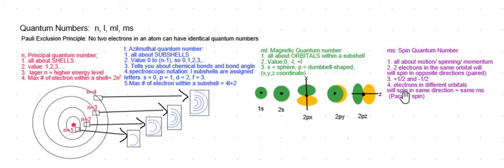Now, electrons in different orbitals, let's say there's an electron in 2s, and then there's another electron in 2p, and they're spinning in the same direction, they will have a parallel spin, right? Because they're spinning in the same direction. And that's mostly because they are in different orbitals. They don't have to repel each other because they're not in the same orbital.